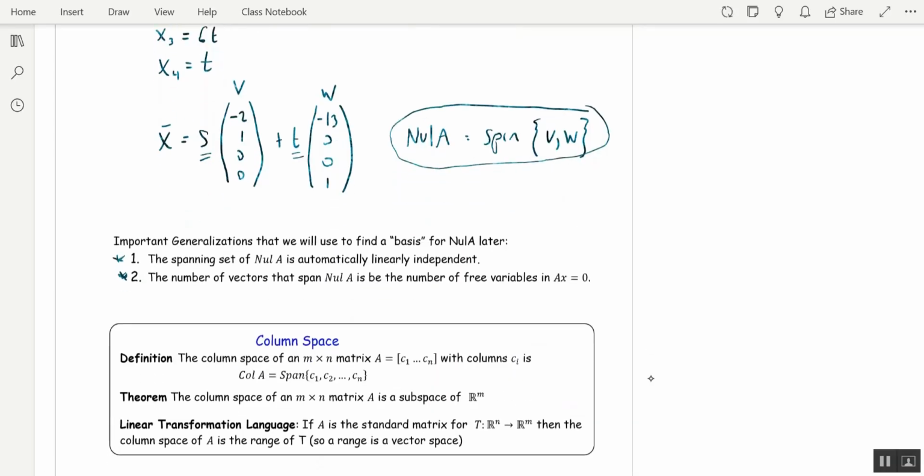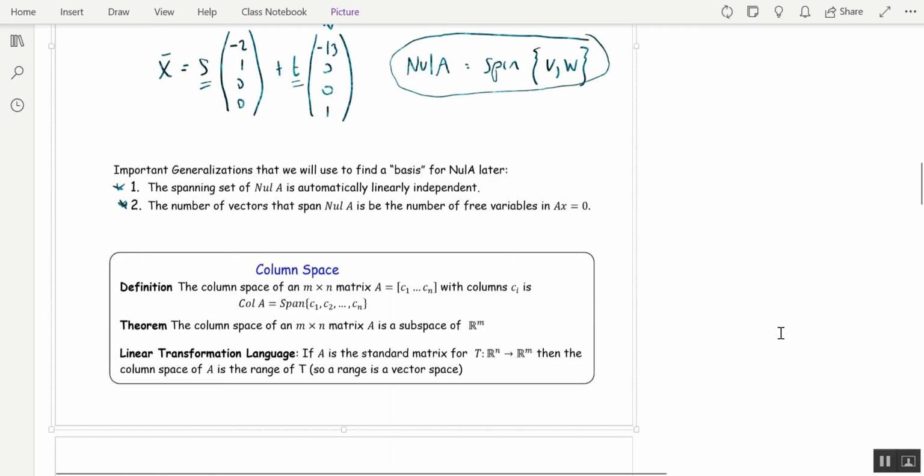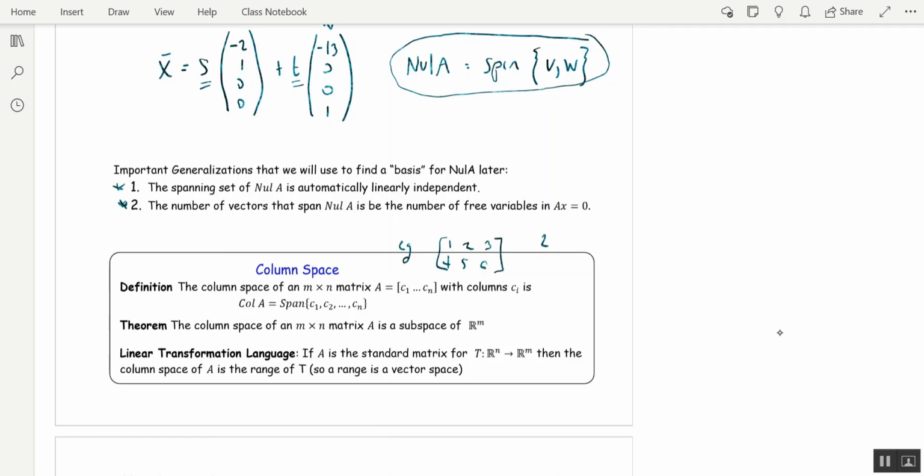Okay, column space. This is a little more straightforward. If you have an m by n matrix, the column space is the space spanned by the columns. How do the dimensions work? Well, let's just look at an example. If you have a 2 by 3 matrix, 1, 2, 3, 4, 5, 6, the columns live in R2. So that's the part about the column space of an m by n matrix being a subspace of Rm. All right, and so the theorem: the column space is a subspace of Rm.